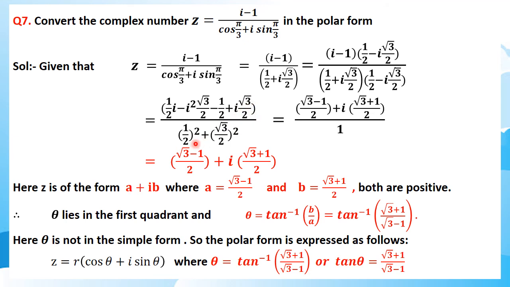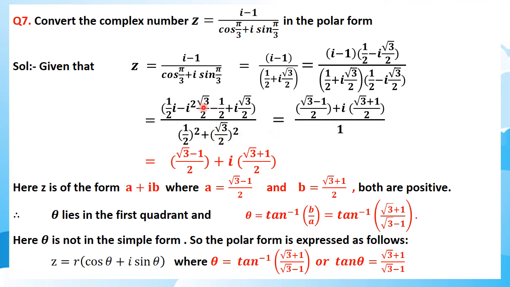You can multiply, this is z into z conjugate, that is the square of the real part plus the square of the imaginary part. Otherwise you can use the formula a plus b into a minus b also. Still you will get the value 1 because half square is 1 upon 4 and root 3 upon 2 whole square is 3 upon 4. So 3 upon 4 plus 1 upon 4 is 4 upon 4, which is 1.